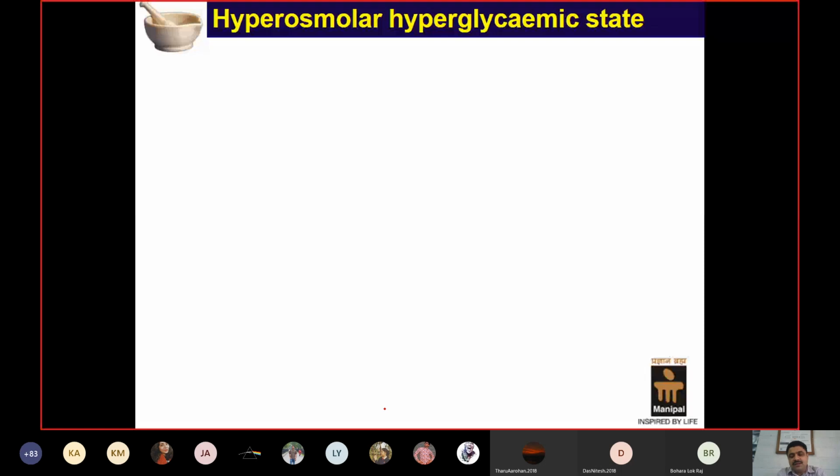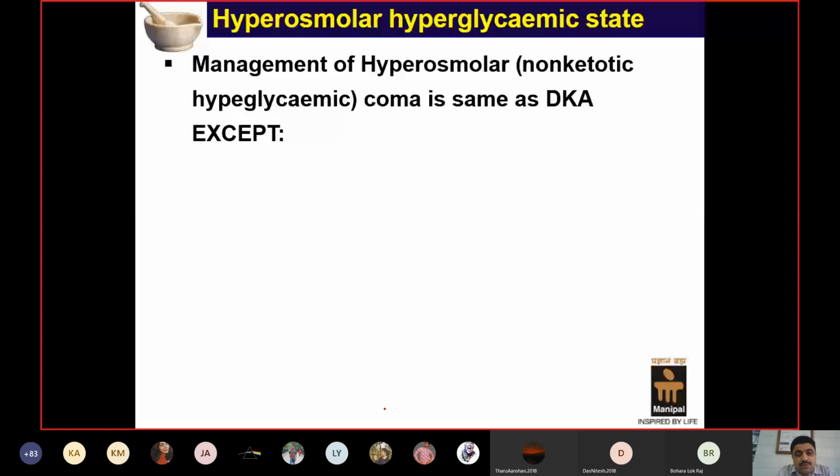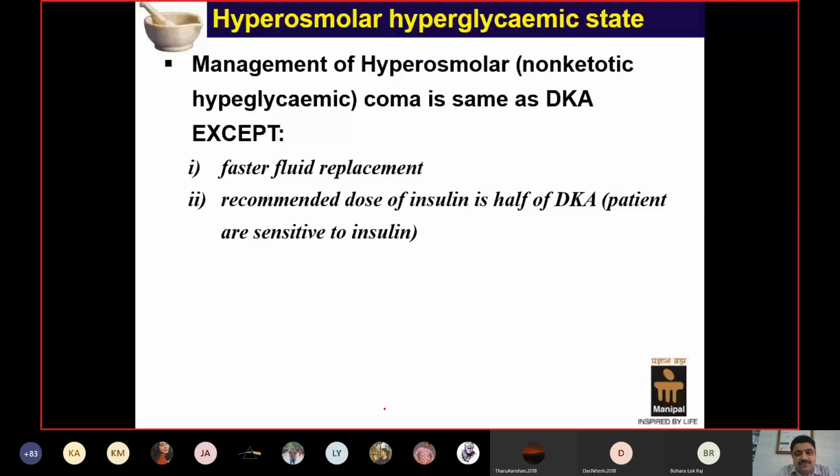The management of hyperosmolar coma is the same as diabetic ketoacidosis, except that you require faster fluid replacement because there is more dehydration. The recommended dose of insulin is half of that in diabetic ketoacidosis because the patient is sensitive to insulin, and alkali is usually not required. Alkali means sodium bicarbonate.